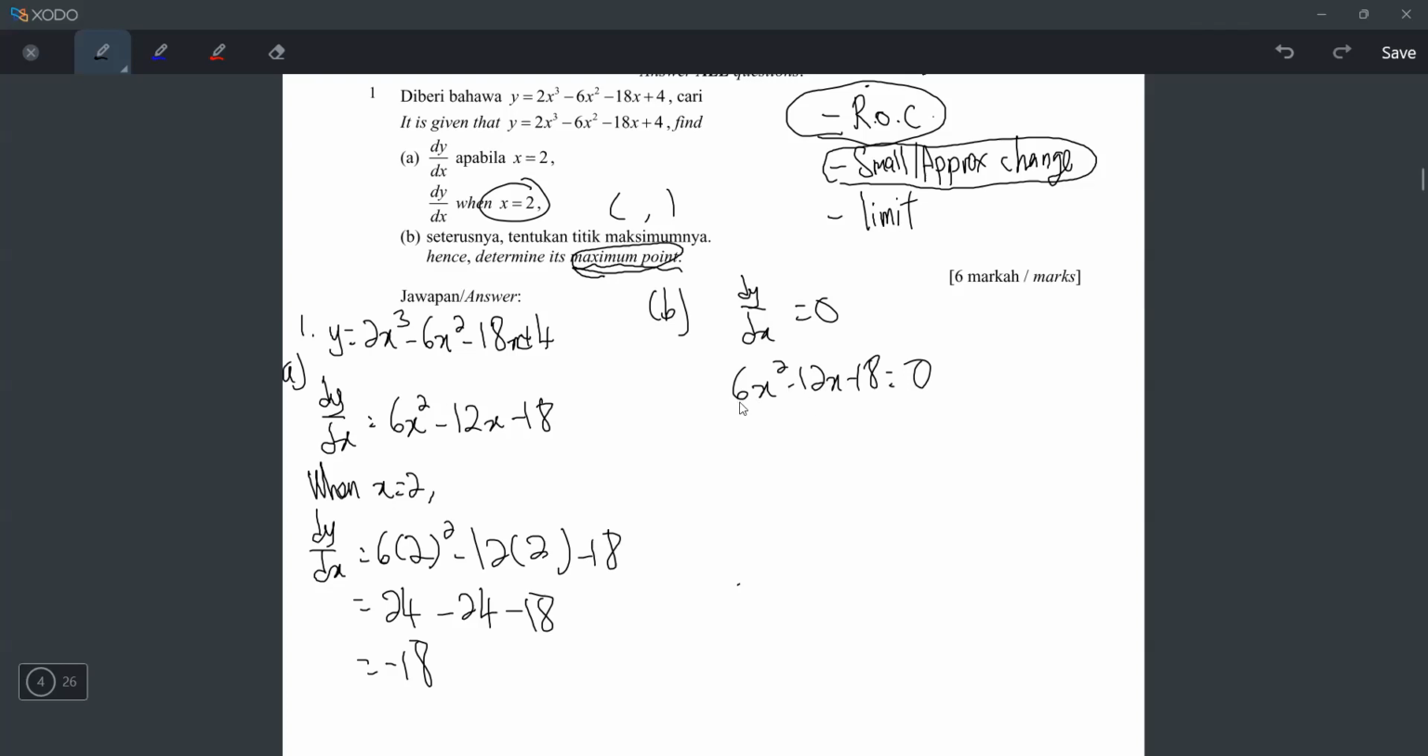Okay, before I press the calculator, everything can be divided by 6. So let's divide by 6. Divide by 6 is 2. Divide by 6 is 3. So can you see you will get 2 answers? x equals something, x equals something.